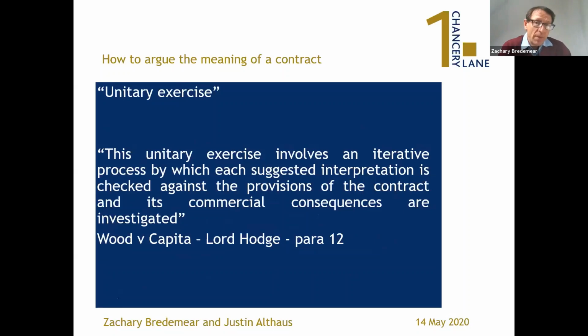It's important to remember that in this context, what the court is doing, what one is doing when interpreting the contract, is a unitary exercise. Lord Hodge described it this way: this unitary exercise involves an iterative process by which each suggested interpretation is checked against the provisions of the contract and its commercial consequences are investigated.